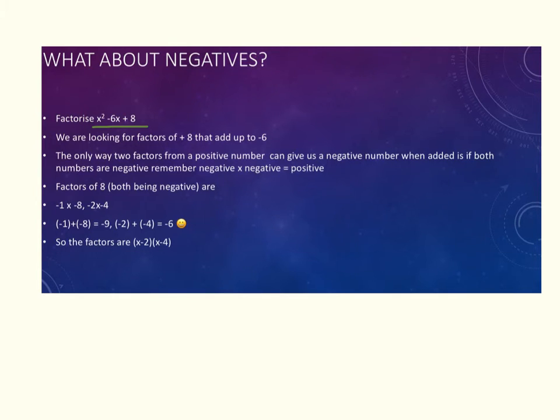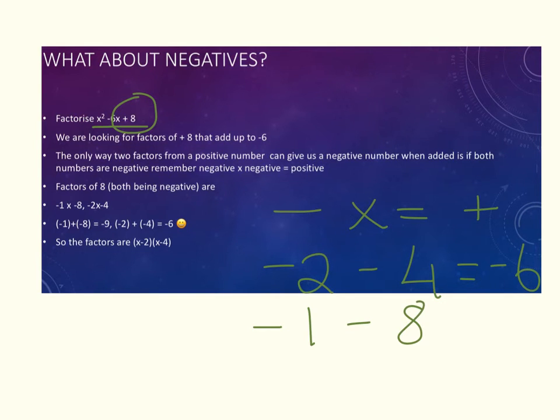The reason both numbers have to be negatives is that a negative multiplied by a negative will give me a positive. And I want to end up with a positive 8. The only way I can get negative 6 out of these is if I add together minus 2 and minus 4, and both of those will give me minus 6. My minus 1 option, minus 8, ends up being minus 9. So my answer turns out to be x minus 2 multiplied by x minus 4.